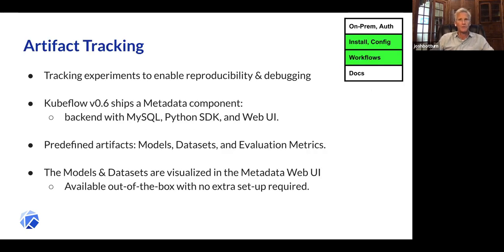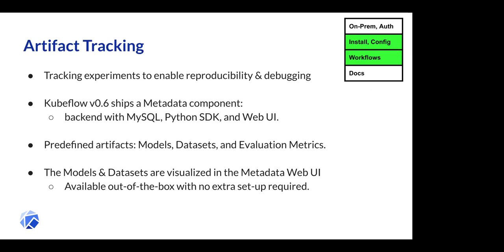Zhengui, I believe you're going to take it from here, correct? Yes. Thank you, Josh. I'll talk about artifact tracking. As we all know, machine learning in practice is often an iterative process. And during this iterative process, it's very important to track all the experiments and artifacts used and produced in various experiments. So the long-term goal here is to track all the artifacts and experiments to enable reproducibility.